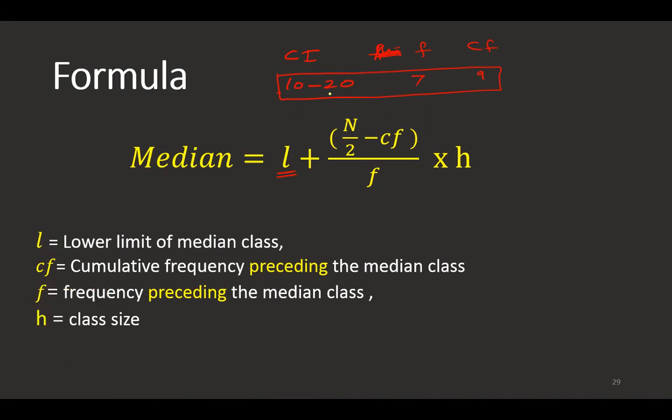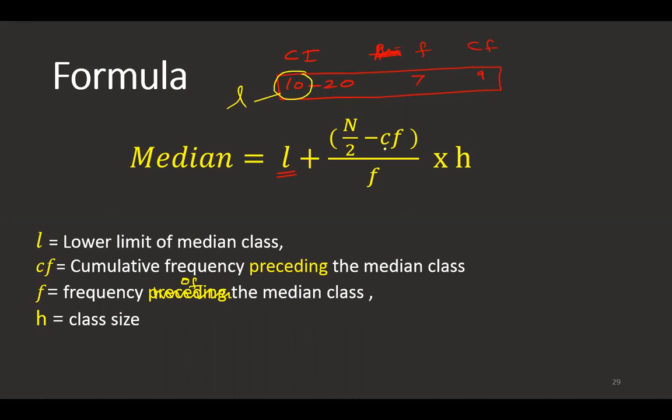Now, what is this L? L is nothing but the lower limit of the median class. I'll tell you how to mark this median class. I'm just explaining the formula. L is equal to this value. n by 2 we will already have calculated. Now the cumulative frequency preceding the median class, that is what is given here. And F is the frequency of the median class. This one is the frequency of the median class.